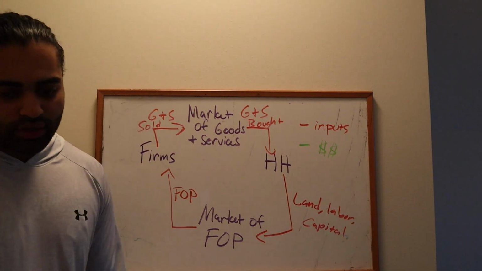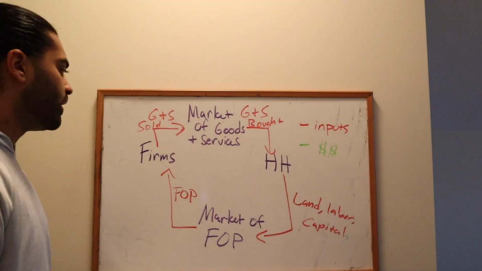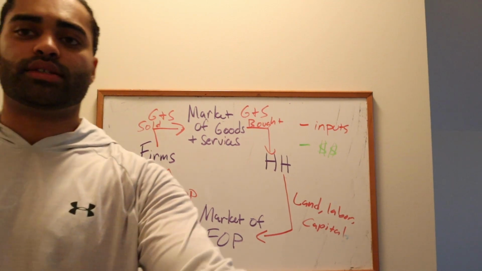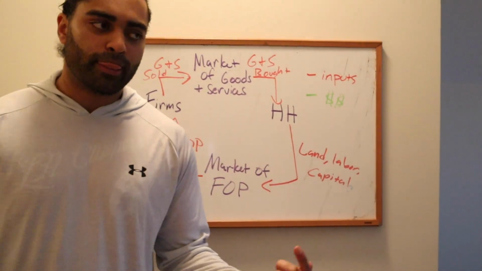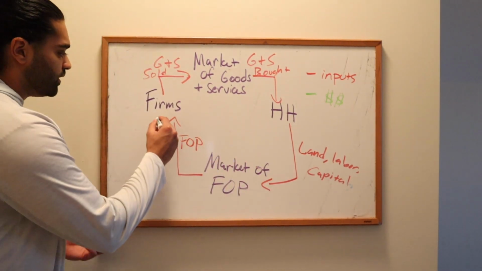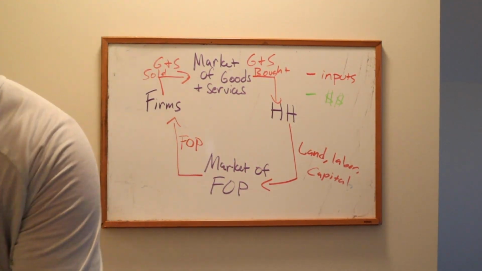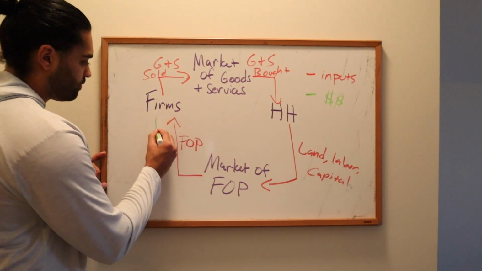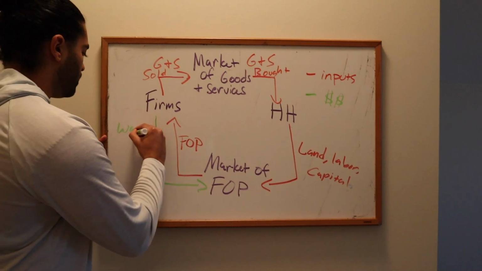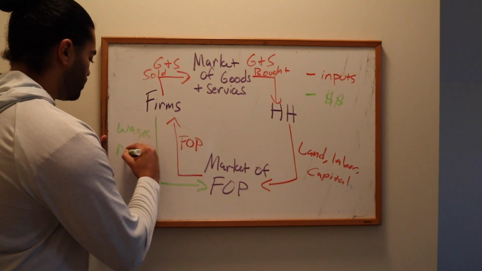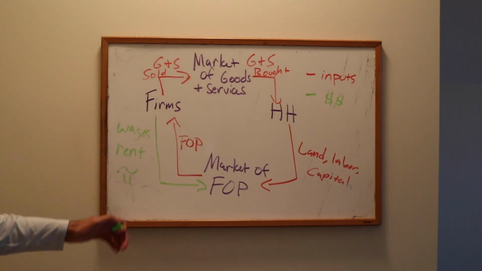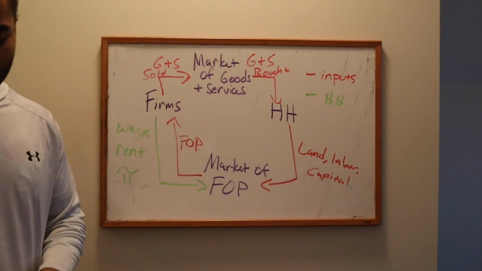Okay, so now we're going to do the flow of dollars. We'll start with firms. When firms hire individuals, they have to pay certain costs. Some of these costs are in the form of wages, rent, profit, whatever it may be. So in this case, firms pay wages, rent, or profit. Anytime you see pi in econ, this is profits.